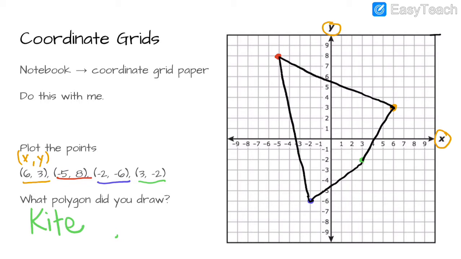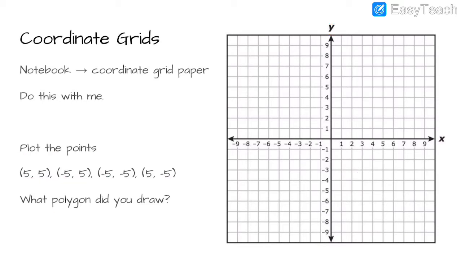All right. Let's go to the next one. And remember, if you need to slow down, just pause the video. All right, here we've got a lot of 5s. So let's just start with the first one. 5, 5. We're going to go to the right 5. 1, 2, 3, 4, 5. And up 5. 1, 2, 3, 4, 5.